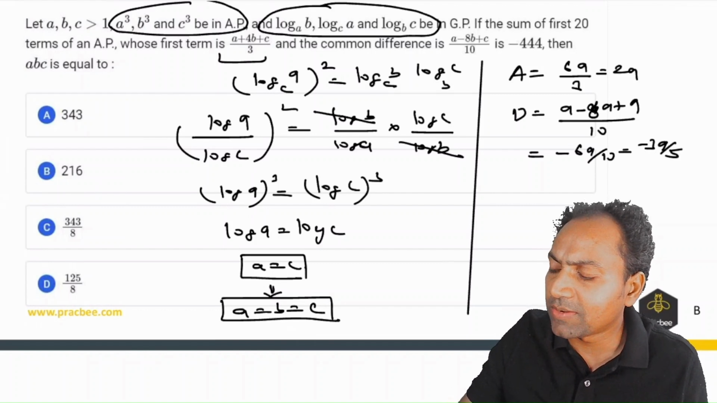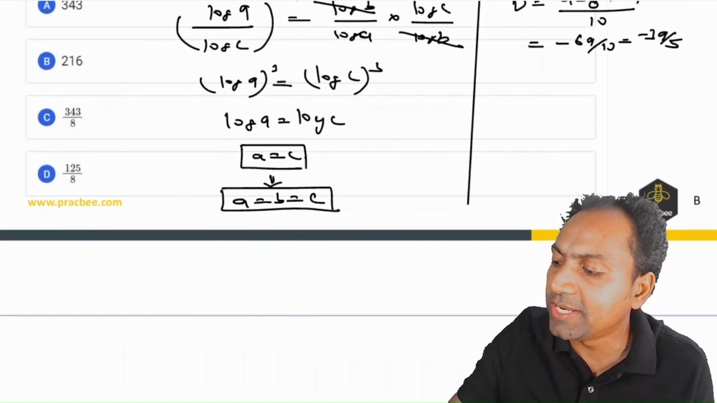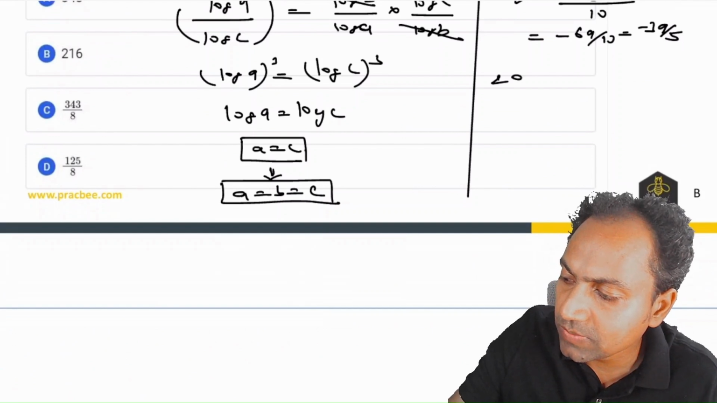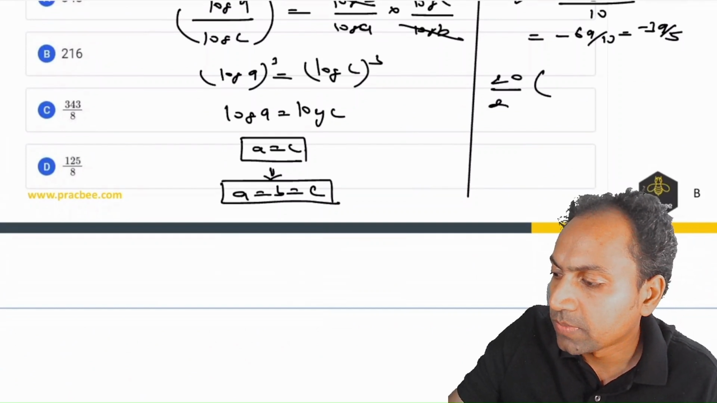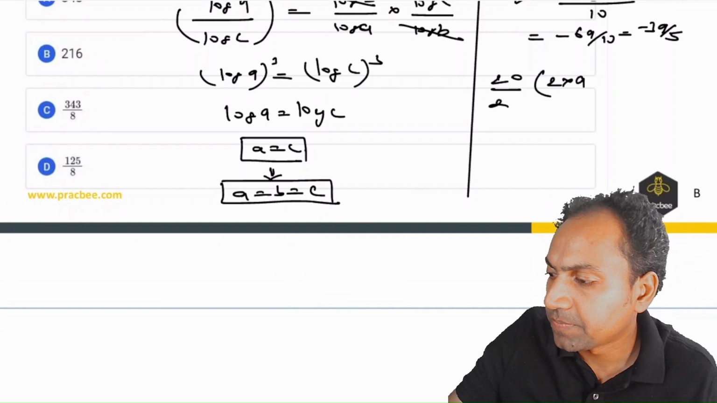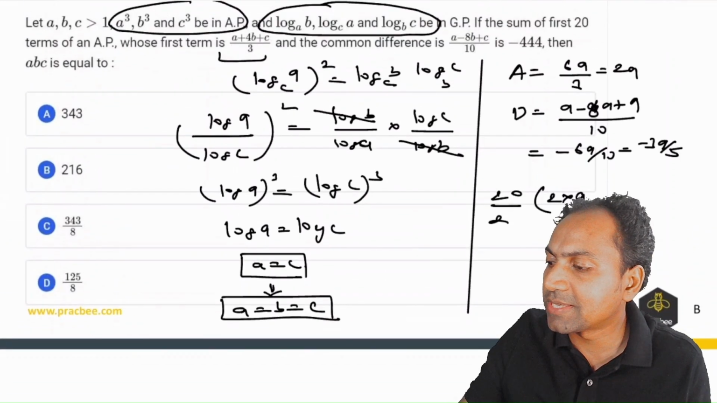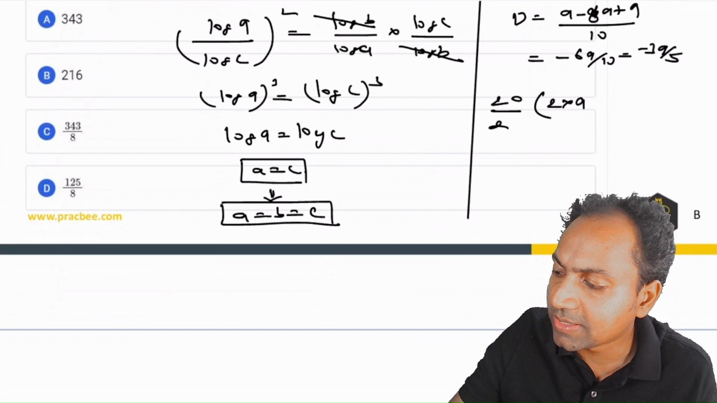Now, once you have done that, what they are saying is if I take the sum of 20 terms, the sum of 20 terms will become 20 by 2, twice of a, and then a in this case was nothing but 2a. So let us take that also into consideration.